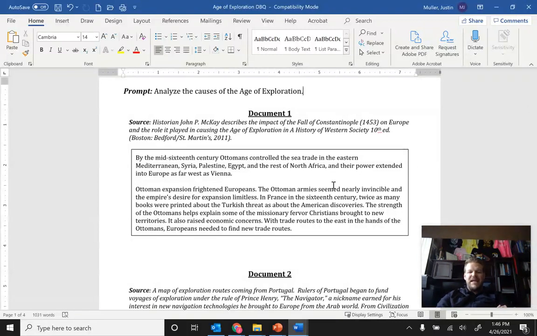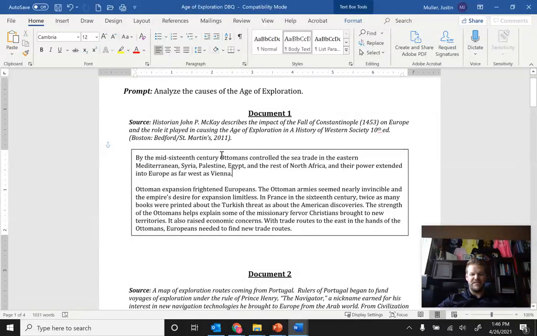Historian John P. McKay describes the impact of the fall of Constantinople, that's Renaissance time period, on Europe and the role it played in causing the age of exploration. Okay, so by the mid-16th century, Ottomans controlled the sea trade in the eastern Mediterranean, blah, blah, and their power extended as far west as Vienna. That's Austria. Great. Ottoman stuff. Don't need them right now. Ottoman expansion frightened Europeans. Ooh, a cause. They didn't want the Ottomans to be too strong.